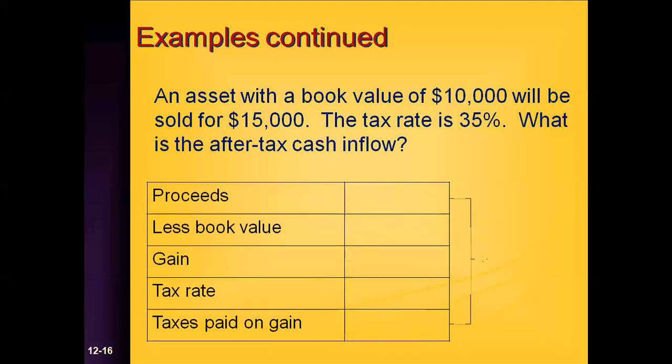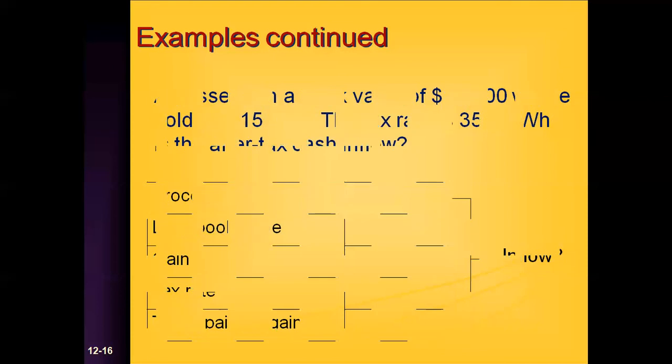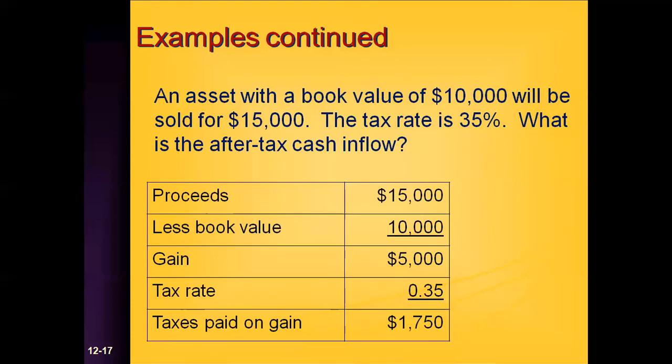All right, I'm glad you did that. So you would typically use a worksheet very similar to this to do the problem. You'd have your proceeds less the book value, the gain, the tax rate, and the taxes paid on that gain, and therefore you would have an inflow. So your answers here would look something like this. You'd have proceeds of $15,000, a book value of $10,000, and a gain of $5,000.